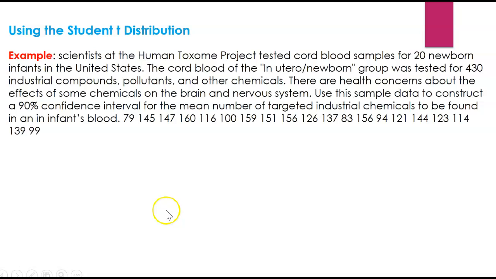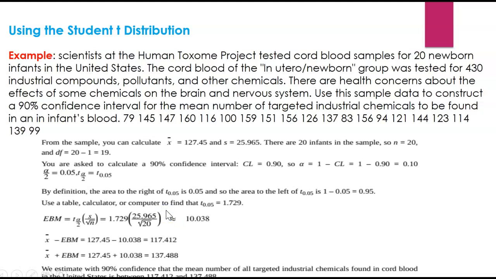Here's the data set, and if we compute the mean and the standard deviation for that, we'll find that x bar is 127.45, s is 25.965, and there are 20 infants in the sample, so n is 20. There are 19 degrees of freedom. You're asked to calculate a 90% confidence interval, so CL is 0.90, and t of alpha over 2 is t 0.05. By definition, the area to the right, t 0.05, is 0.05, so the area on the left is 0.95.